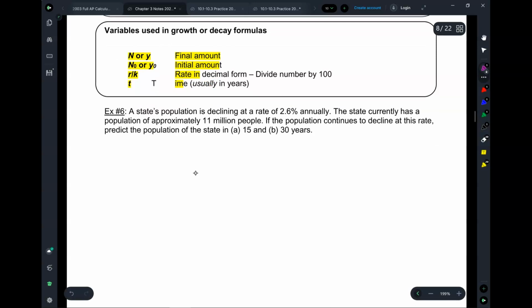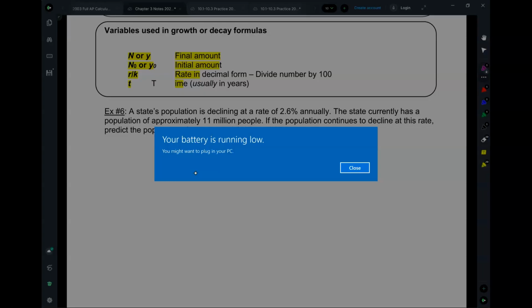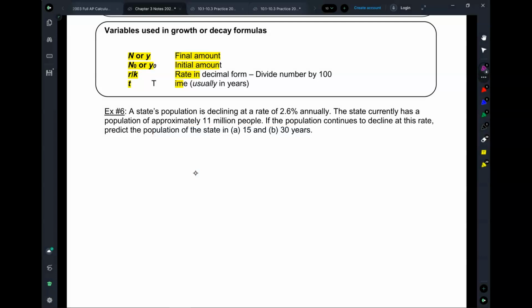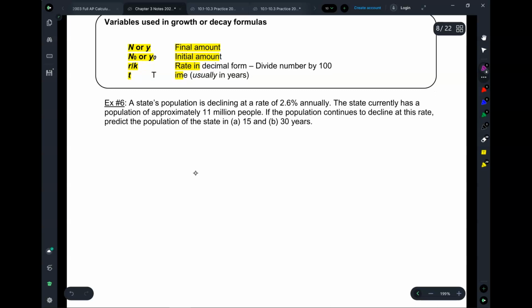A state's population is declining. People are moving out at a rate of 2.6% annually. The state currently has a population of 11 million people. If the population continues to decline at this rate, predict the population of the state in 15 and 30 years. So first, let's list what we have and what we need. I'm actually going to use y instead of n. I'm partial to the y, just because that's how it is in upper level math as well.